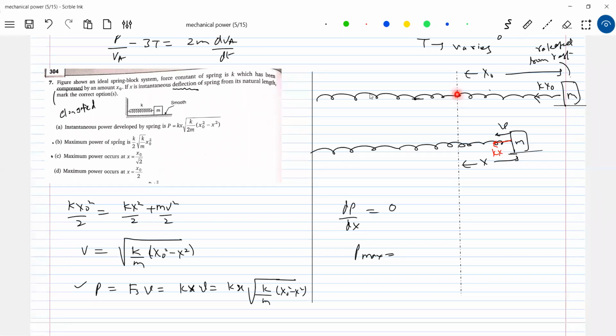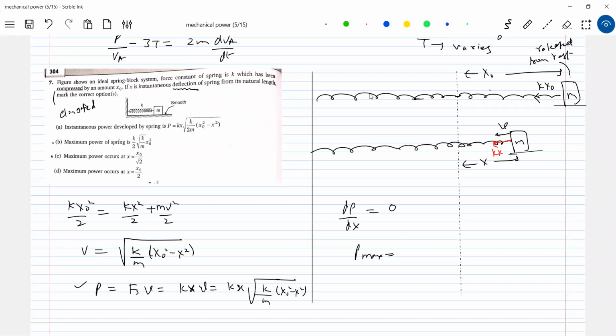Clear this? Here the spring force will be 0, with maximum velocity. So power generated by the spring on the block at mean position will be 0. Power generated by the spring on the block at extreme will be 0. And somewhere it keeps on increasing, becomes maximum, then decreases. So in a spring block system, as the block oscillates, the power exerted by the spring on the block, is it constant or variable? It varies.